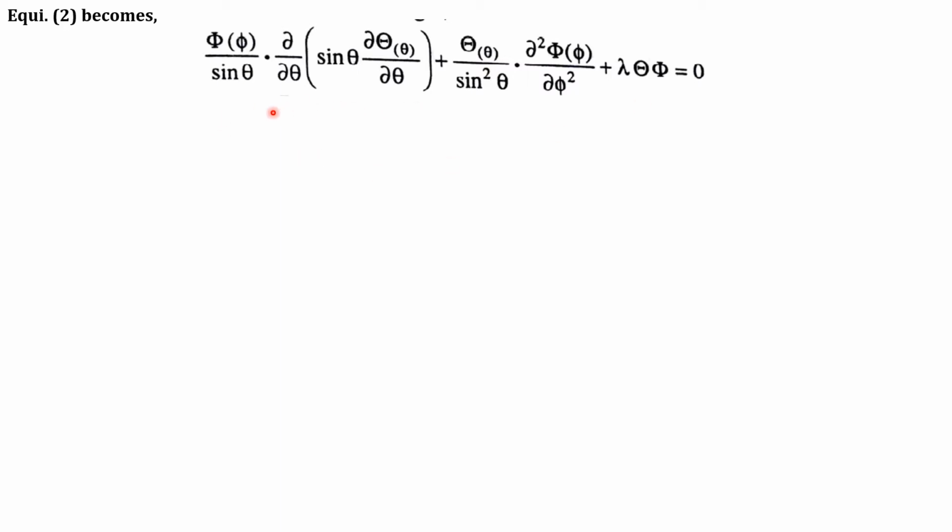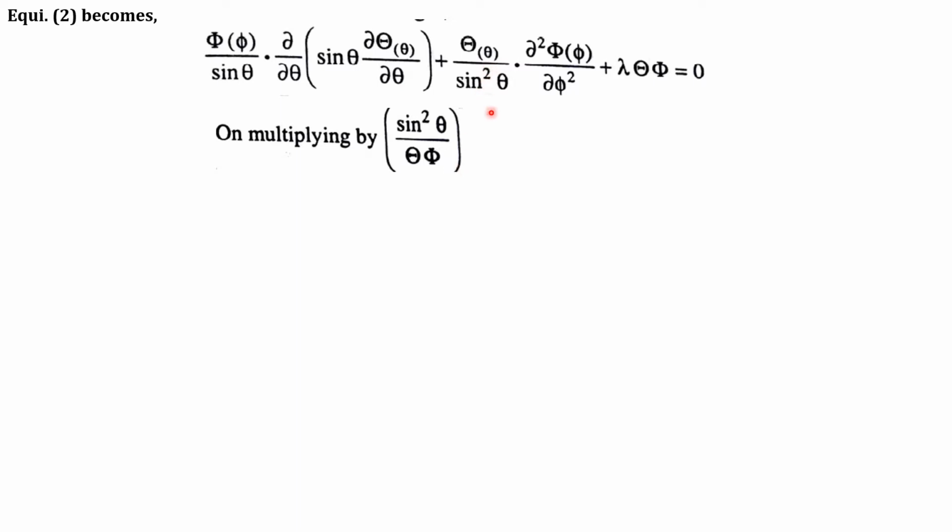Now we solve this equation such that we get two independent terms. For that purpose, we multiply this equation by sin²θ/(ΘΦ). If we multiply this to the first term, Φ in the numerator and the denominator gets cancelled. The remaining term is sin²θ/Θ times 1/sinθ ∂/∂θ (sinθ ∂Θ/∂θ).